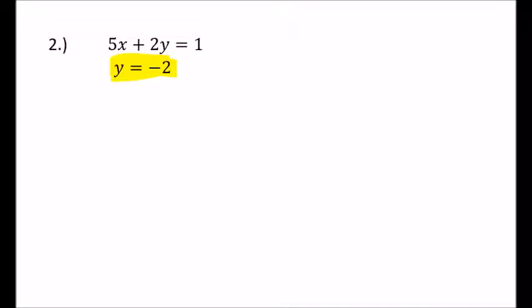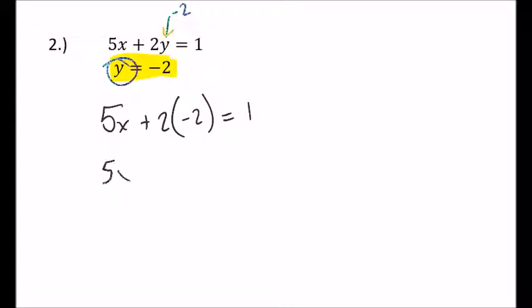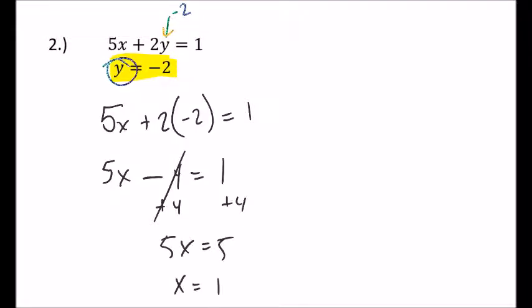All right, problem 2. We already know that y is equal to negative 2. Now if we know that y right there is equal to a negative 2, we can plug that in. So we have 5x plus 2 times, well, what is y? A negative 2, equals 1. Plus, well, 2 times negative 2 is a negative 4, equals 1. Now this plus a negative doesn't really need to be there. We can just put subtraction. We're going to add 4 to both sides. You get 5x equals 5. X equals 1.